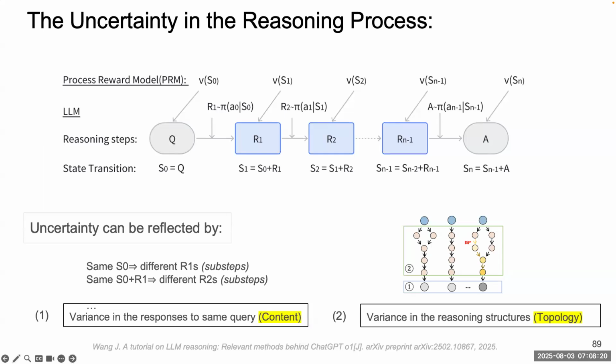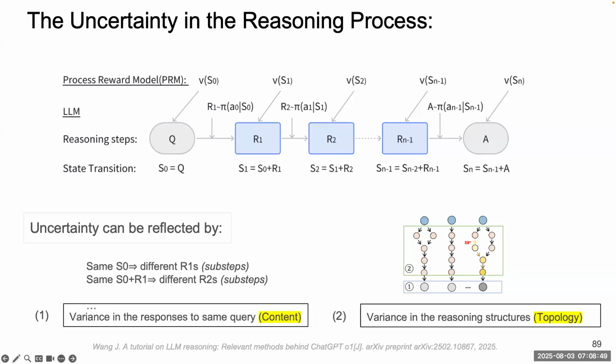Based on this, we could roughly divide uncertainty quantification of the reasoning process into two aspects. One is the content aspect, where you treat all the generated sequences as a paragraph. The second category is where you want to quantify the variance in the reasoning structures.